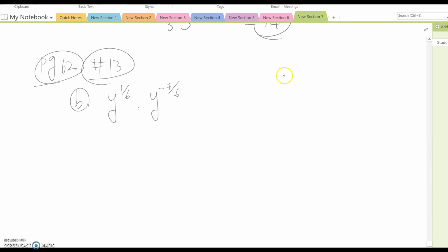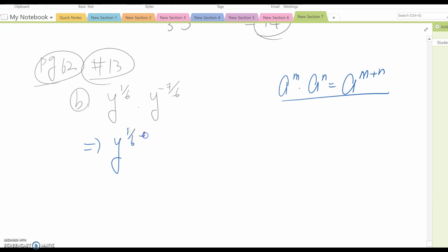So the property a to the m times a to the n is equal to a to the m plus n, right? So in this case, you can make y to the 1 over 6 plus negative 7 over 6. Now, even though it is in the exponent position, it is addition of fractions. When you add two fractions, the condition is the denominator must be equal to each other. Fortunately, there are already 6 and 6 here.